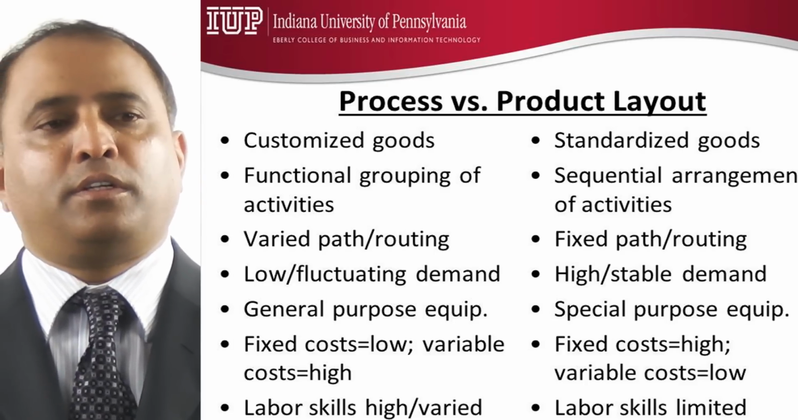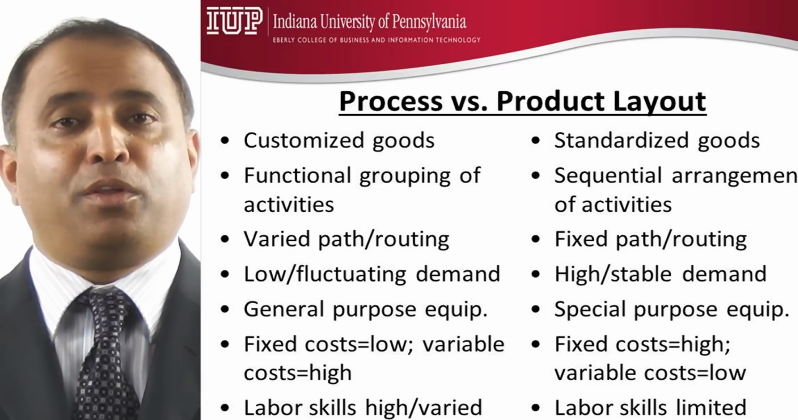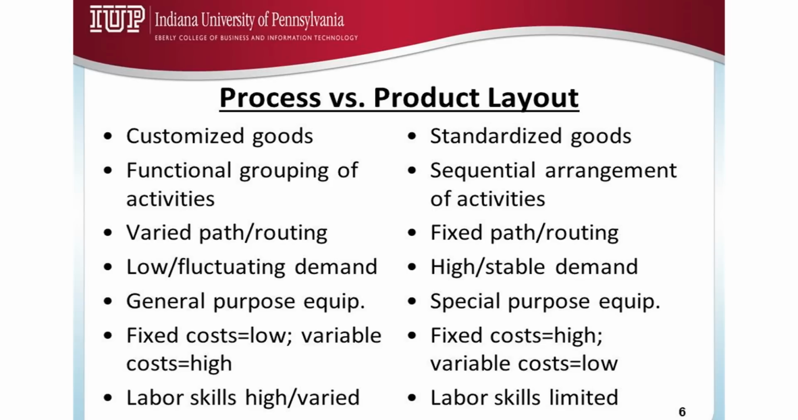In a process layout, the fixed costs are low, but the variable costs are high. On the other hand, in the product layout, the fixed costs are high because you are using special purpose equipment. The initial investment will be high, but the advantage is the variable costs are low. That is what made Henry Ford's Model T so popular. Henry Ford was able to pay the highest wages during his time and still make the least expensive vehicle. The single most important reason for that was the variable costs were low.